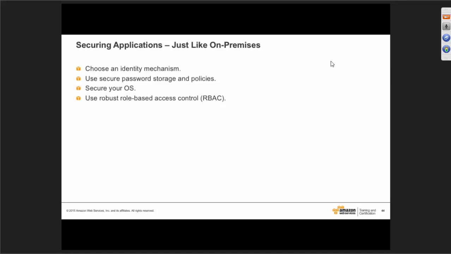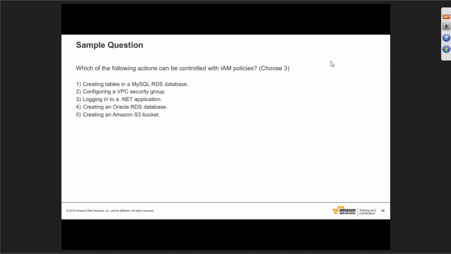So let's roll into a sample question. Which of the following actions can be controlled with an IAM policy? Choose 3.